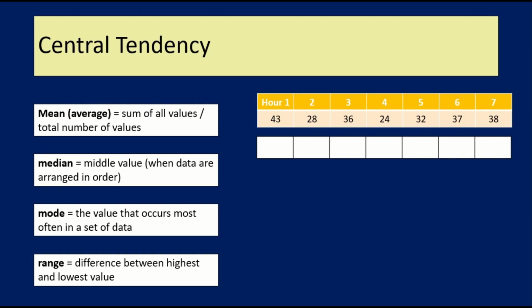So the first one that we want to talk about is central tendency. Central tendency is the mean or the average, the median, which is the middle value of a set of numbers, the mode, which is the number or the value that occurs the most, and then the range, which is the difference between the highest and the lowest value.